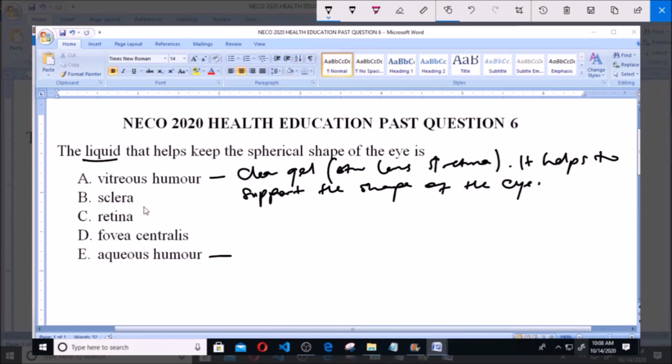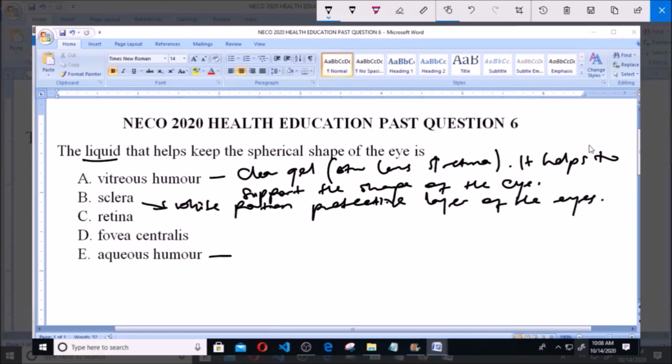Now option B says sclera. The sclera is the white visible portion of the eye, the outer layer of the eye that protects the eye. So you can call it the white outer protective layer of the eye. It is posterior to the cornea.